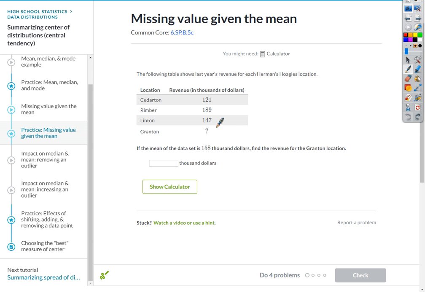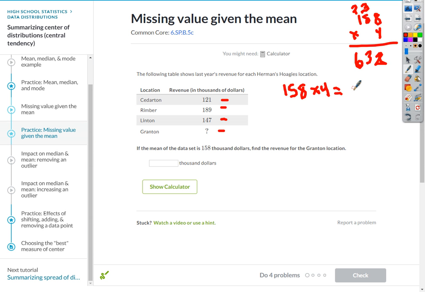So all you have to do is, when there's one data piece missing, there are 1, 2, 3, 4 data pieces in total. So you take 158, which is the average, and you multiply it by 4. That's going to give you the total. So 158 times 4, it's going to be 32, carry the 3, 4 times 5 is 20, plus 3 is 23, carry the 2, and 4 times 1 is 4, plus 2, which is 632. So my total is 632.